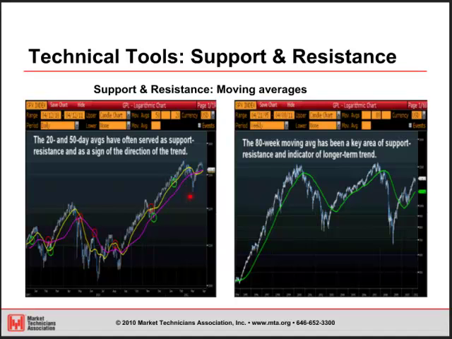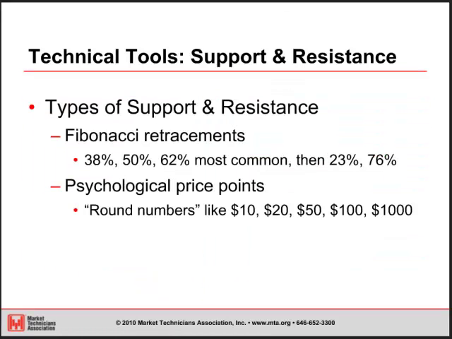Longer term, or bigger picture, you see the 80-week moving average had also been a key area of support and an indicator of the longer-term trend, as we've seen several support points on the way up, resistance on the way down, support on the way up, and so forth. So, different types of support and resistance.